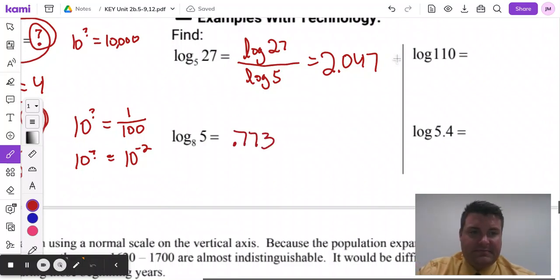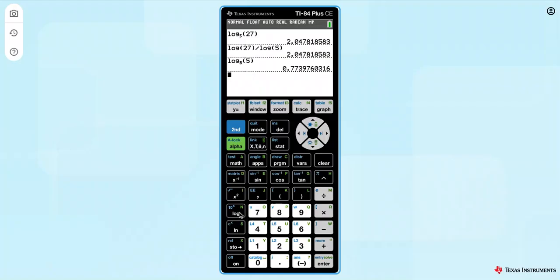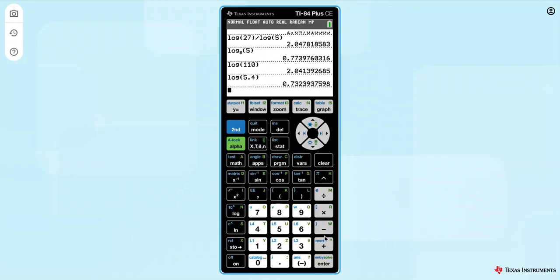The logs are just, hit this log button right here for 10. Get that answer, 2.041. And then do the same thing for the other log. And you're going to end up with 0.732.